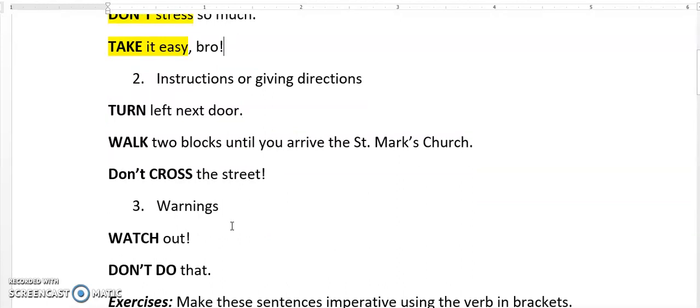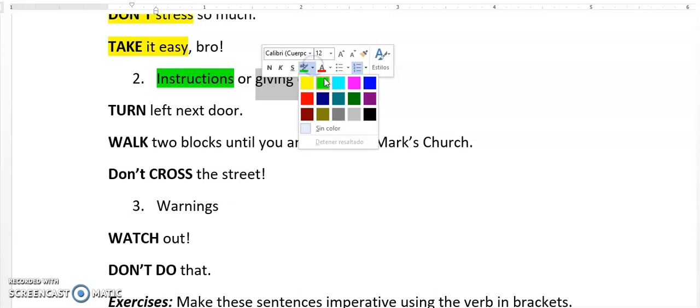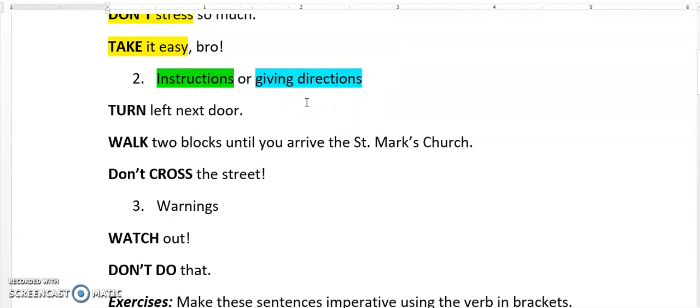Another form of imperative is going to be for giving instructions, es decir, para dar instrucciones o tal vez cuando estamos perdidos, giving directions. So we have some examples here. Turn, verbo en forma base, turn left next door. Gira a la izquierda en la siguiente puerta. Estamos guiando a una persona dando direcciones.